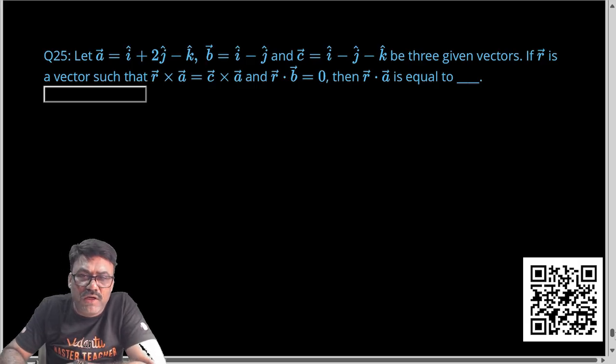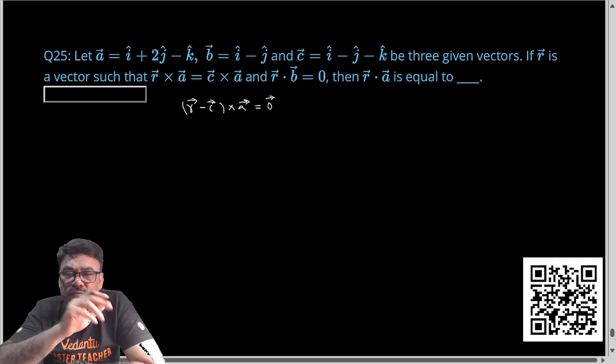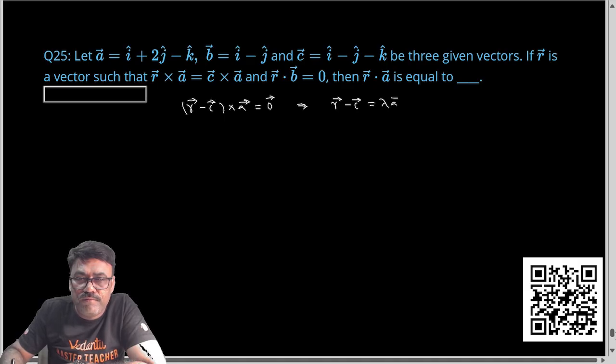So what you will do, this R cross A is equal to C cross A. You can write it as R minus C cross A is 0. And whenever the cross product of two vectors is 0, these two vectors are parallel. So you can write R minus C as lambda times A because they are parallel. Or R can be written as lambda A plus C.